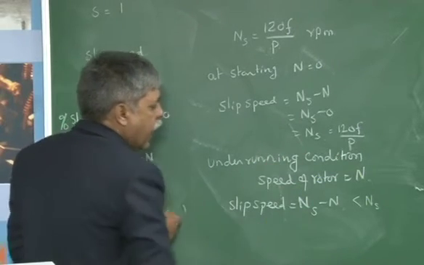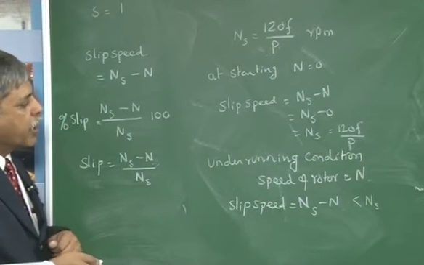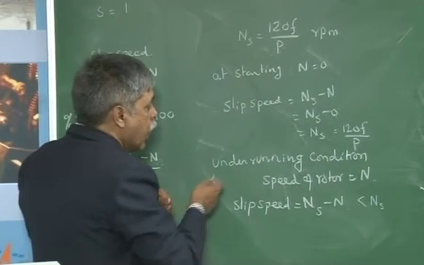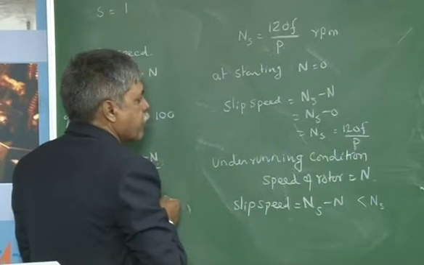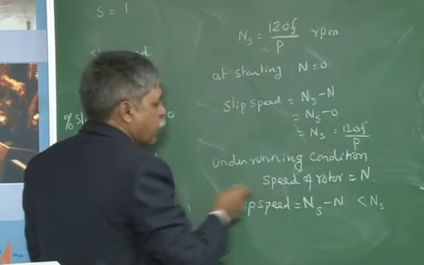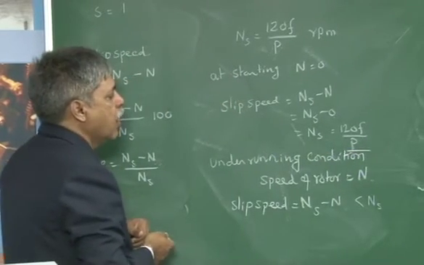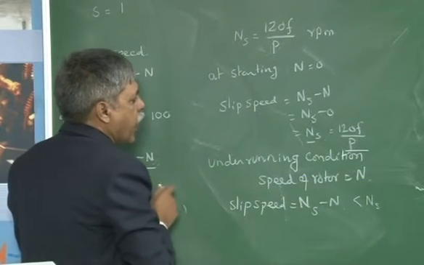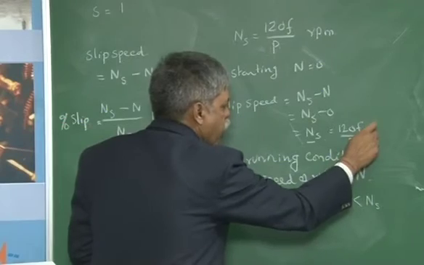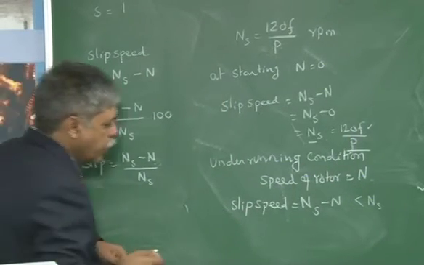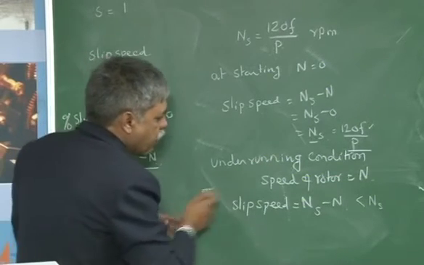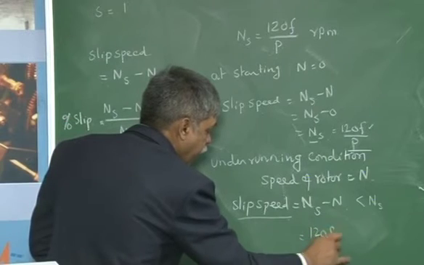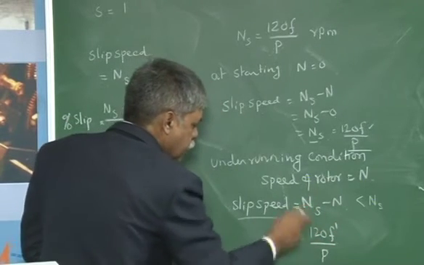Now in both the cases I can calculate what is the frequency of the currents in the rotor. Under the standstill condition, or the starting condition, the frequency of the rotor current and the frequency of the rotor induced voltage are both proportional to ns. As ns is proportional to supply frequency, the induced current in the rotor at the time of starting will have a frequency of f. Under running condition, the induced voltage and the current in the rotor will be proportional to slip speed, which I can write as 120 f dash divided by p.